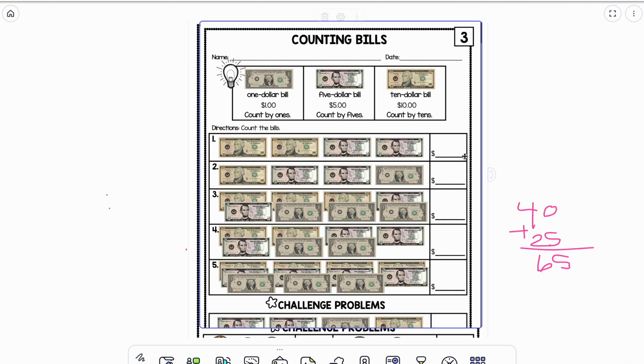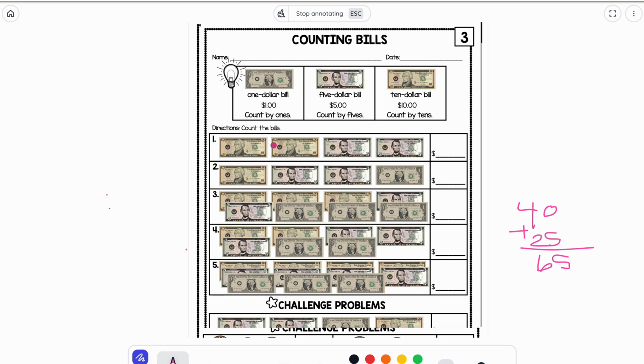All right, now let's take a look at number 3, page 3. Here we go. It wants us to count the bills now. All right, now this is the kind of money Miss G likes to see. Give me some cash money. So we've got our 10, and they say 10 on there, our 5s, and we've got some 1s.